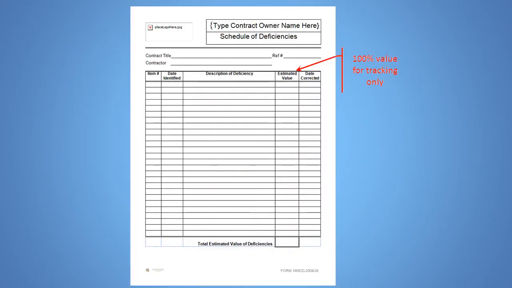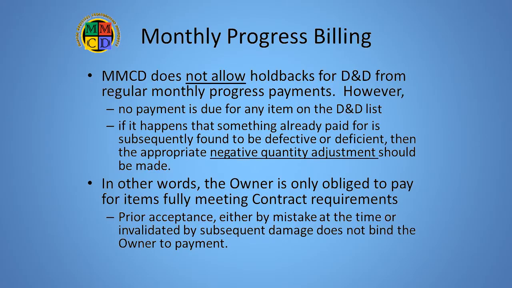Here's a typical deficiency list which would be used for both defects and deficiencies. Note there is a column for the estimated value. As I'll discuss in a minute, it's not necessary to complete this column's entries until substantial performance. The reason the estimated value is not needed during most of the project is that the MMCD does not allow for deductions related to defects and deficiencies on monthly progress billings.